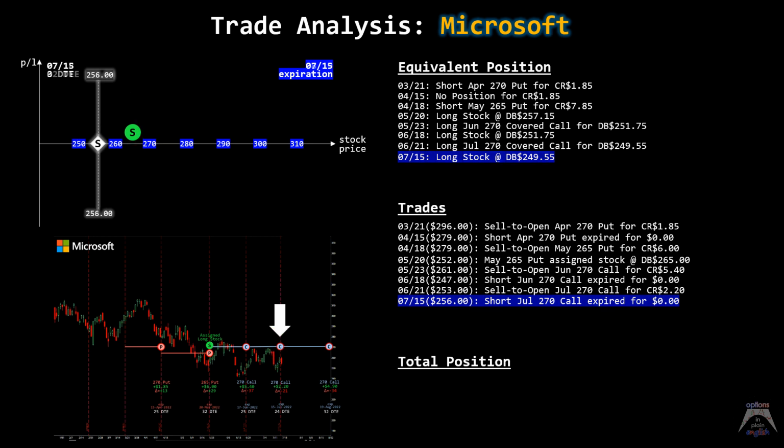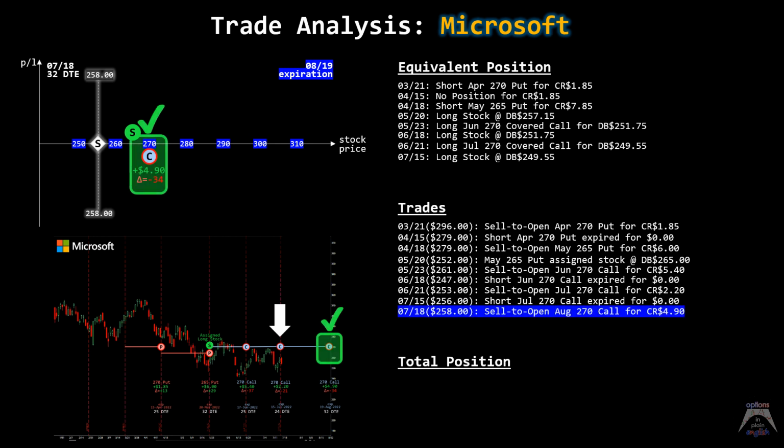On July 18th, the first trading day after expiration, Microsoft is trading at $258, and we re-establish our covered call by selling to open the August 270 call for a credit of $490. Our equivalent position now is the August 270 covered call for a debit of $244.65.